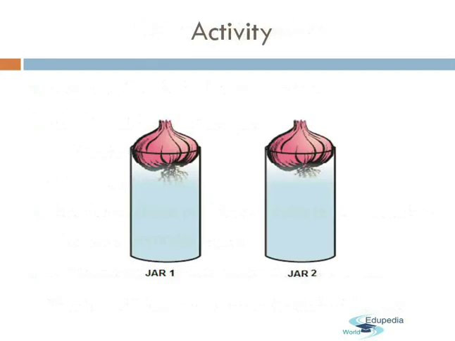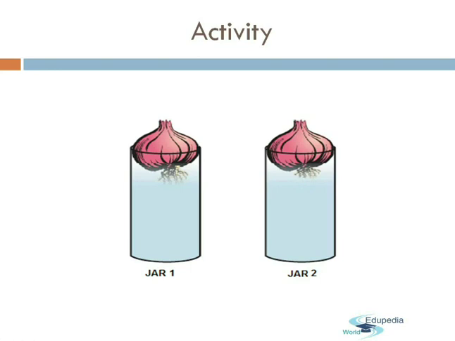Now, for understanding the functions of the apical meristem, you can perform a simple activity. It's a very simple activity in which two onions are taken. Place them on a jar containing water and let them grow for 1 or 2 days. Maximum on the third or fourth day, you are going to see that the roots are coming out. Now, of one onion, you cut the root tips.